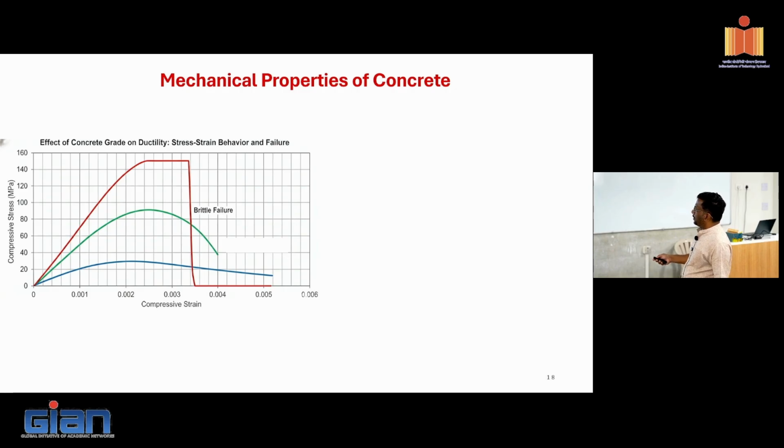And for high strength concrete, the green colored curve is going to be like this, and it's going to fail in a brittle manner. That means after the peak strength is achieved, the degradation in strength at higher strains is going to be much faster. So the post-peak behavior is going to exhibit a strain softening behavior. Strain softening behavior means at higher strains, the stress will keep coming down. But if you have low strength concrete, you see that the decline in strength is not very steep.